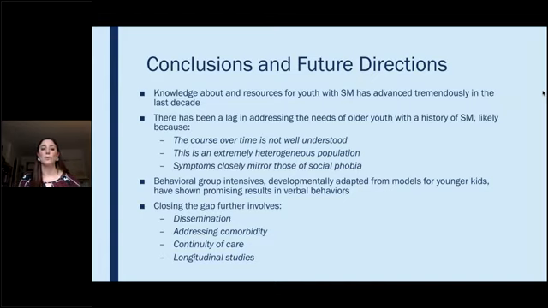We also know that behavioral group intensives developmentally adapted from models for younger kids have shown promising results in verbal behaviors, and in the future we want to try to work more on disseminating this information and having this treatment more accessible to others, being able to address the comorbidities, continuing care after the intensive to promote generalization, and doing more longitudinal studies to really best understand the course of selective mutism with and without treatment.